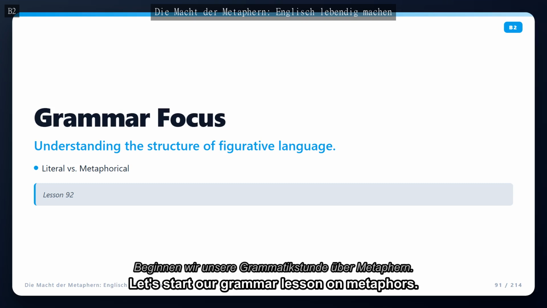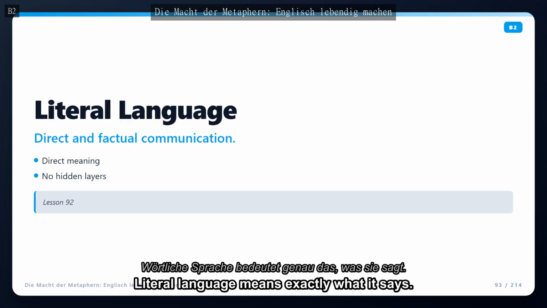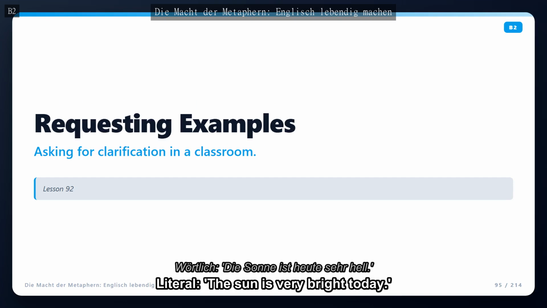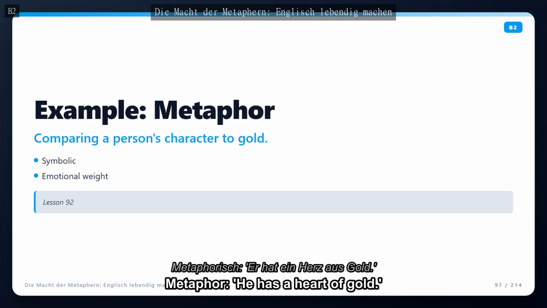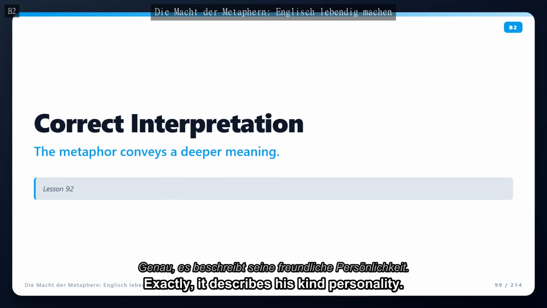Let's start our grammar lesson on metaphors. What is the main difference between them? Literal language means exactly what it says. Metaphorical language compares two different things. Can you show me a clear example? Literal, the sun is very bright today. Metaphor, he has a heart of gold. So, he doesn't actually have gold inside? Exactly. It describes his kind personality.